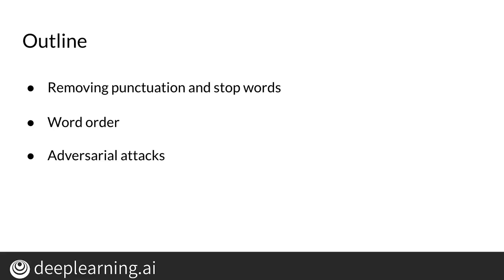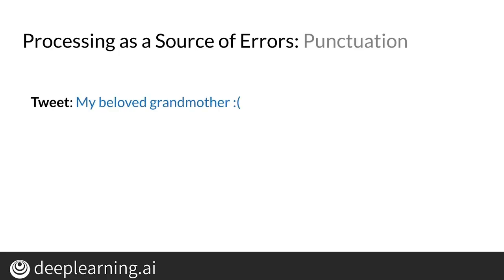So let's start. One of your main considerations when analyzing errors in NLP systems is what the processed version of the text actually looks like. Let's look at this tweet: "My beloved grandmother," with some punctuation indicating a sad face. The sad face punctuation in this case is very important to the sentiment of the tweet, because it tells you what's happening. But if you're removing punctuation, then the processed tweet will leave behind only "beloved grandmother," which looks like a very positive tweet. "My beloved grandmother, !" would be a very different sentiment.